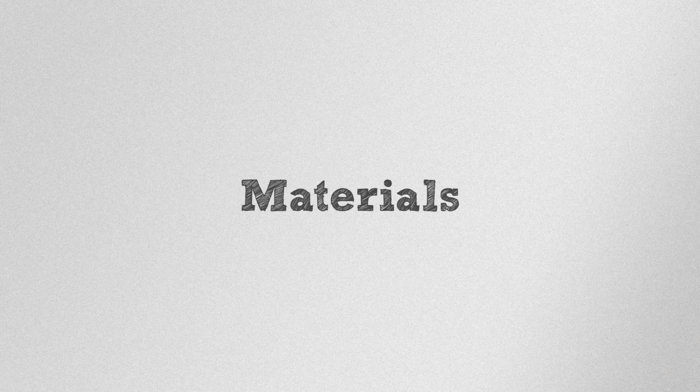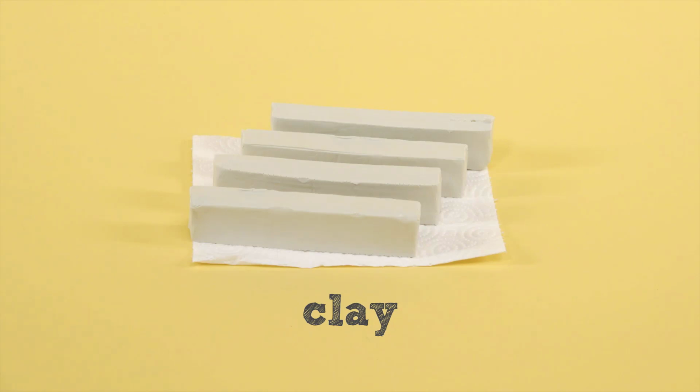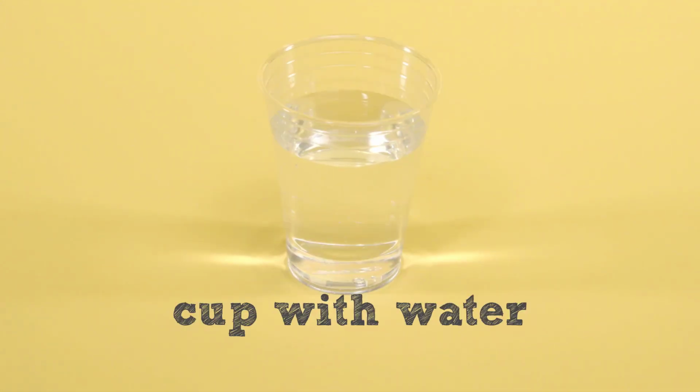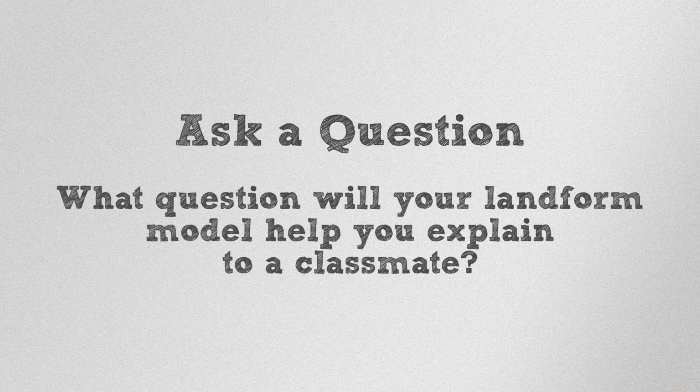To carry out the investigation, you'll use safety goggles, an aluminum pan, clay, and a cup of water. You'll create a model of one type of landform for this activity. Before you begin, ask a question. What question will your landform model help you explain to a classmate?